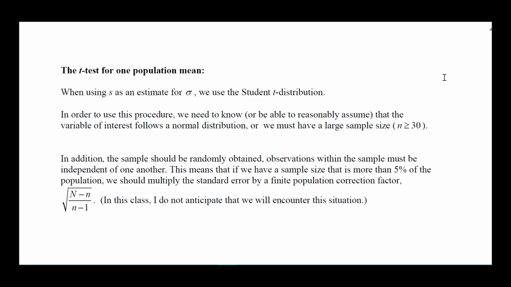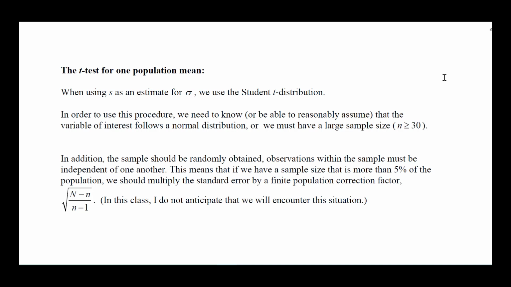In order to do this hypothesis testing procedure, we need to know or be able to assume that whatever variable we are measuring follows a normal distribution, or that we have a sample size of at least 30. That's a rule of thumb that's very frequently used. In addition, we should have a random sample. The samples should be independent of each other. And we also need to make sure that the sample is not an overly large portion of the population. General rule of thumb of that is 5%.